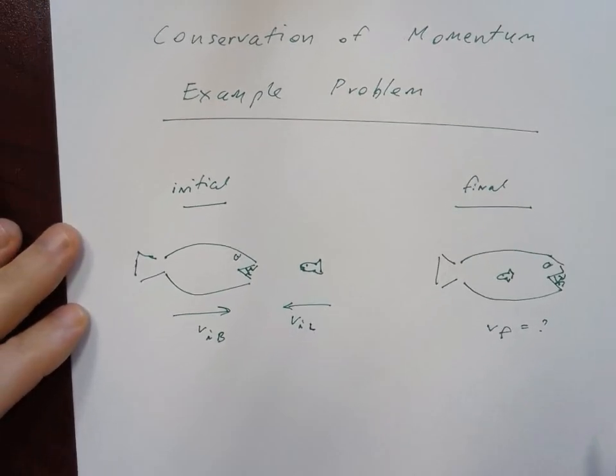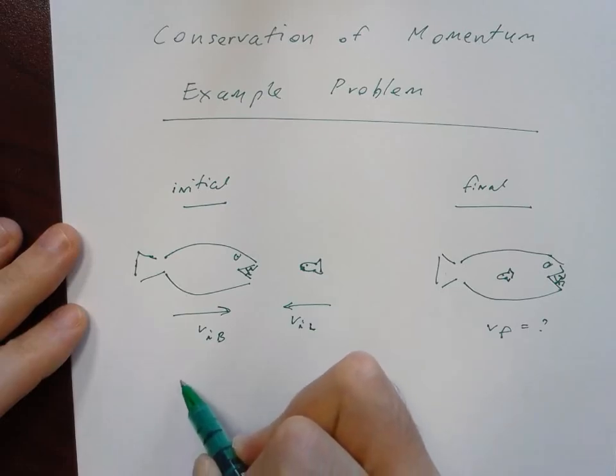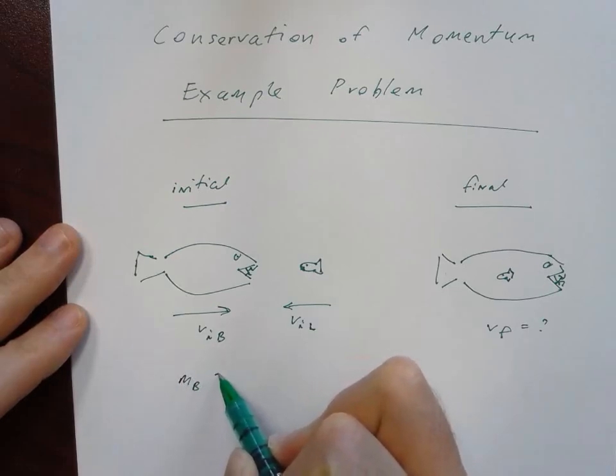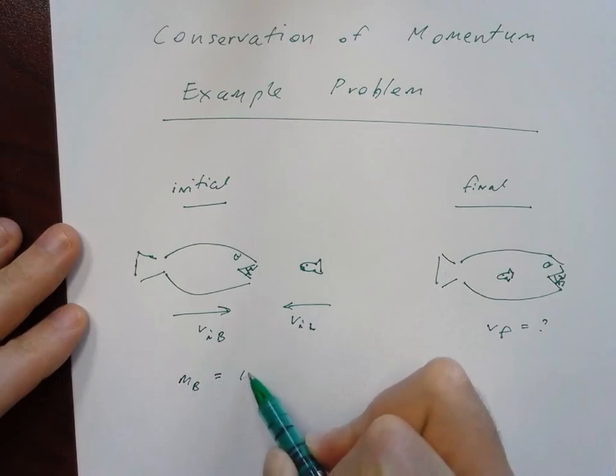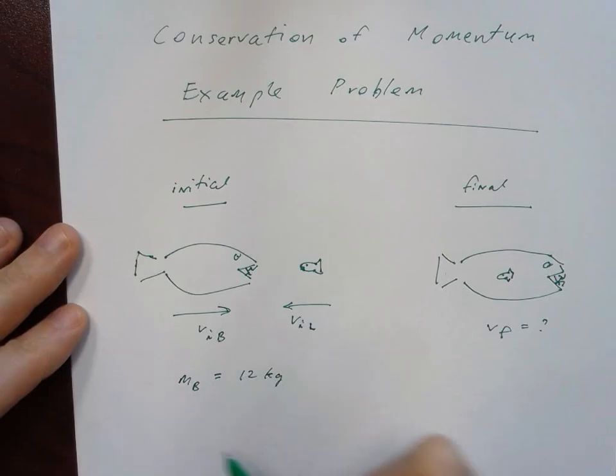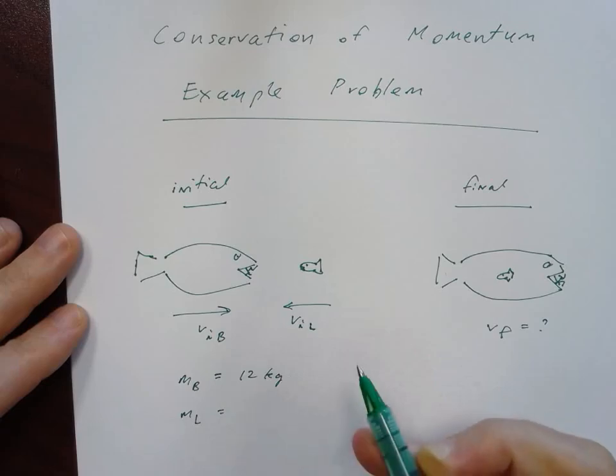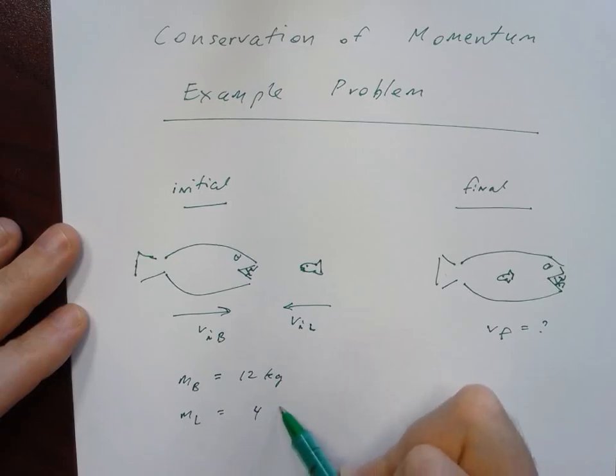So let's assume we know some numbers about these two fish. The mass of the big fish, we're going to say, is 12 kilograms. The mass of the little fish, we're going to say, is 4 kilograms. And we're going to say we know their initial velocities.